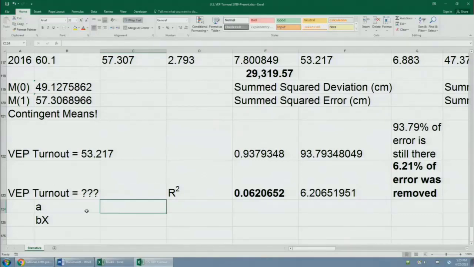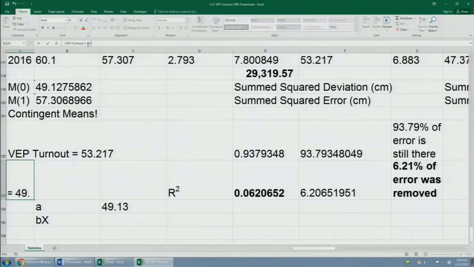Nope, not 1. When a presidential election year is 0, our best prediction is not that voter eligible turnout is 0. It's what? 49.127, or 49.13 if you round, right? It's this number. Because we know that the mean of voter eligible population turnout is 49.127 when is it a presidential election year equals 0. And that's what A is. So we're saying, hey, if it is not a presidential election year, voter turnout is going to be 49.127.